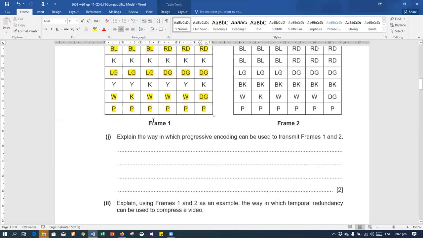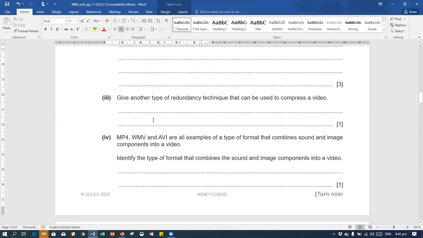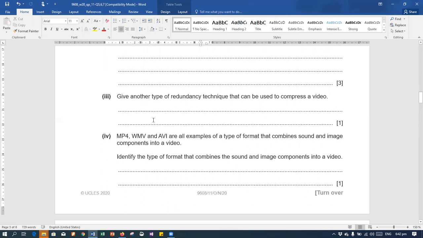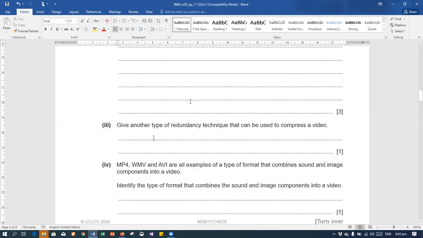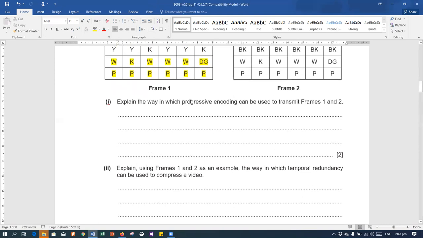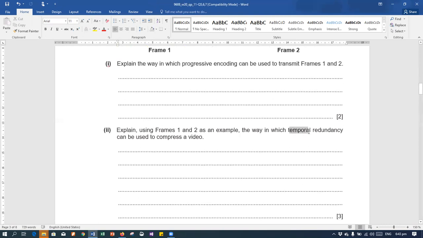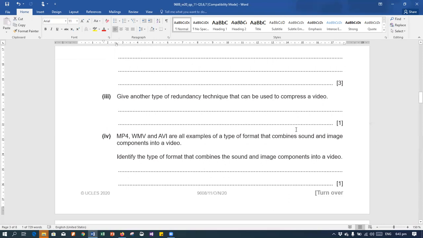Okay. Yes. Now, another type of redundancy technique that can be used to compress a video. Interlaced. No, that was, it's temporal. Okay. What was the next one after temporal? What was it?